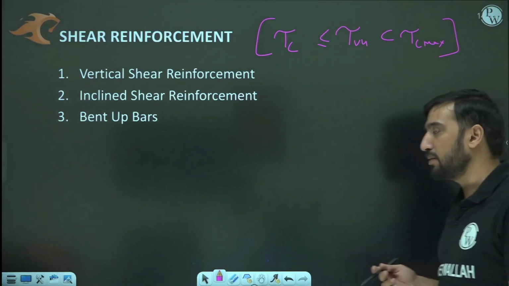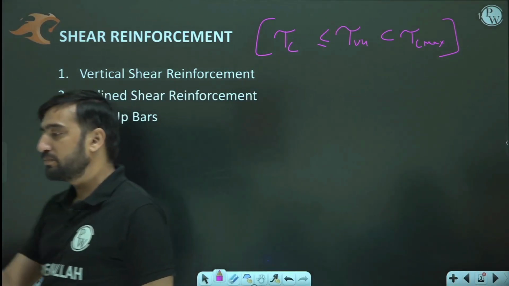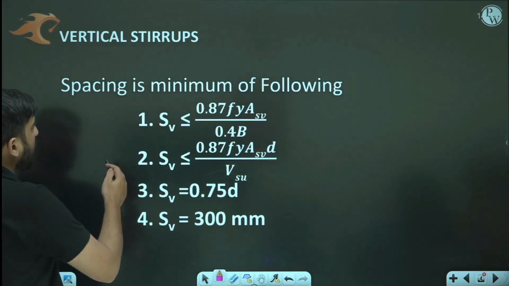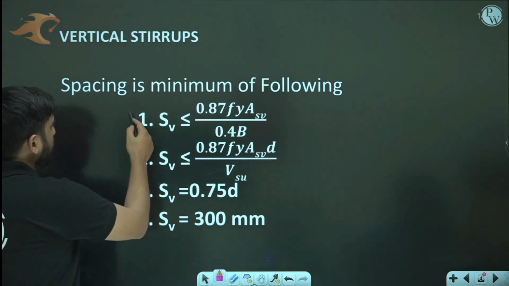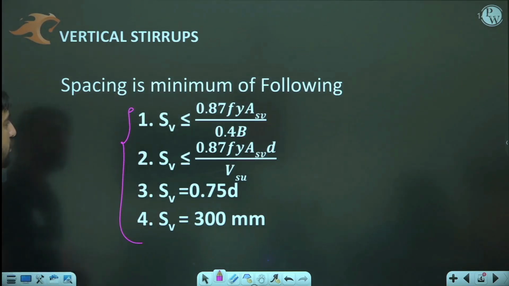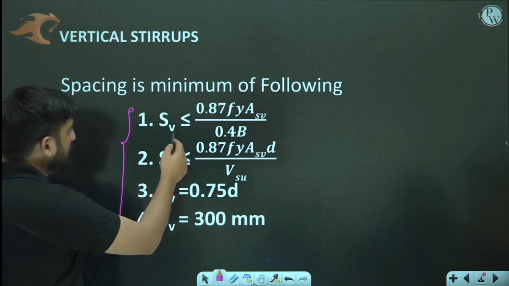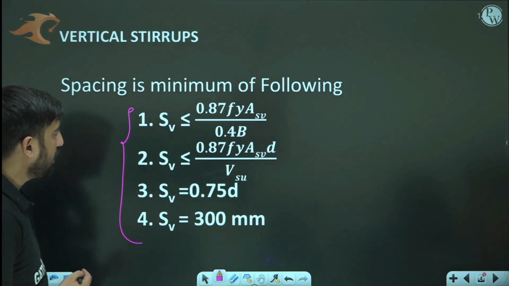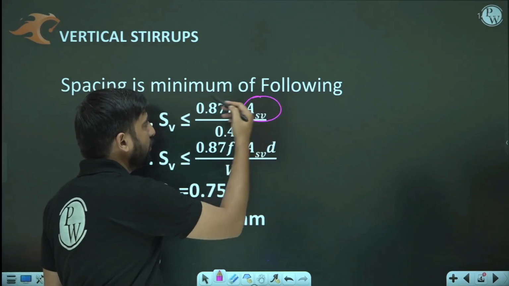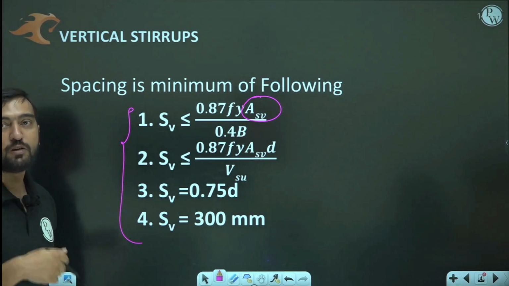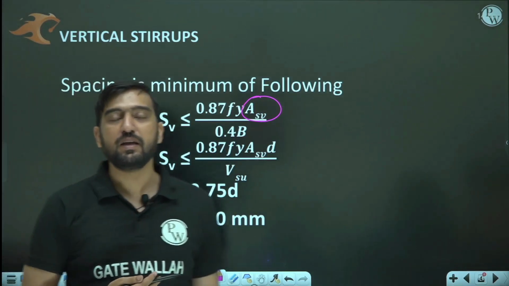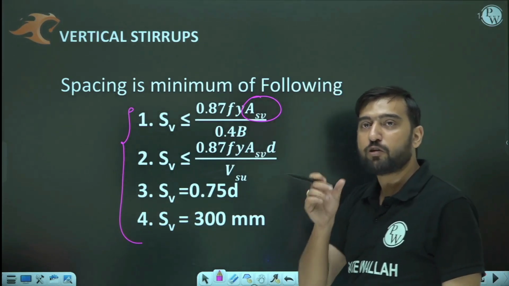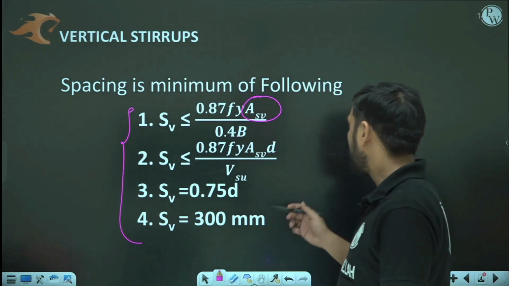So in vertical stirrups, what I have done, I have assembled all the clauses at single space. So here you can see, for vertical stirrups, you can find the spacing of the reinforcement by using these 4 clauses. Okay, Sv is less than equal to 0.87 Fy Asv upon 0.4b. Asv, you know, it is the area of vertical stirrups. If it is a 2-legged 8 mm diameter stirrup, then Asv is going to be 100.53. Fy is the grade of steel. b is the overall width of the rectangular beam.